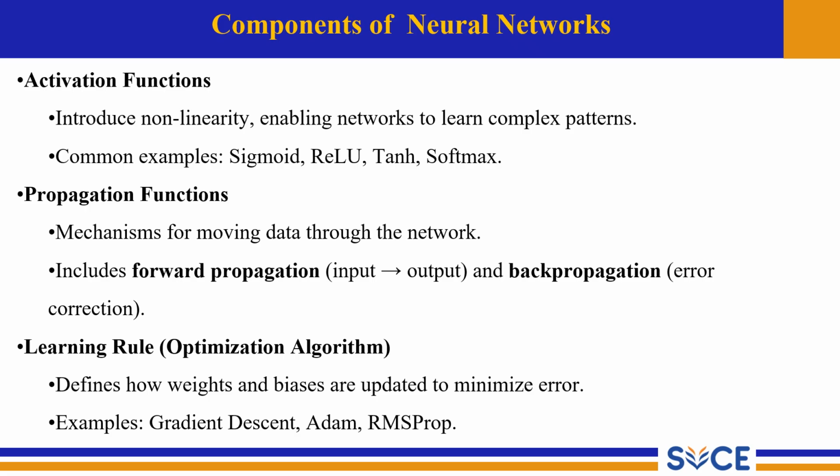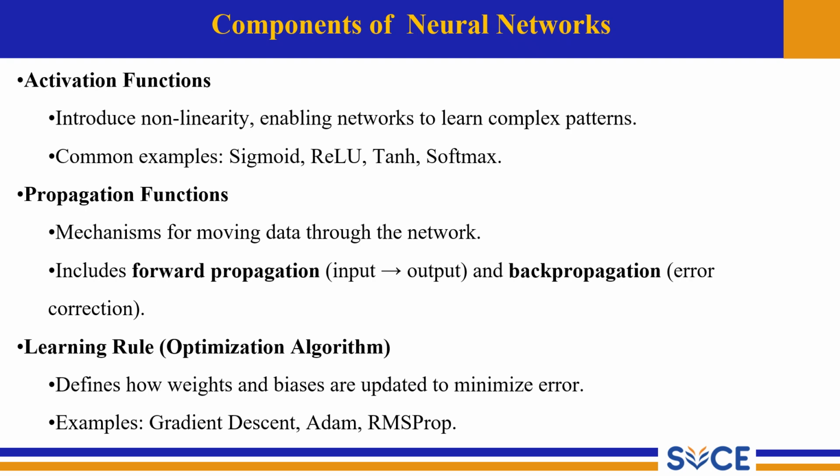Next one is a learning rule or optimization algorithm. A learning rule, also called an optimization algorithm, determines how the network updates its weights and biases during training. The goal is to minimize the error between predicted and actual values. The most basic optimization method is gradient descent, where the model moves step by step in the direction that reduces the loss.